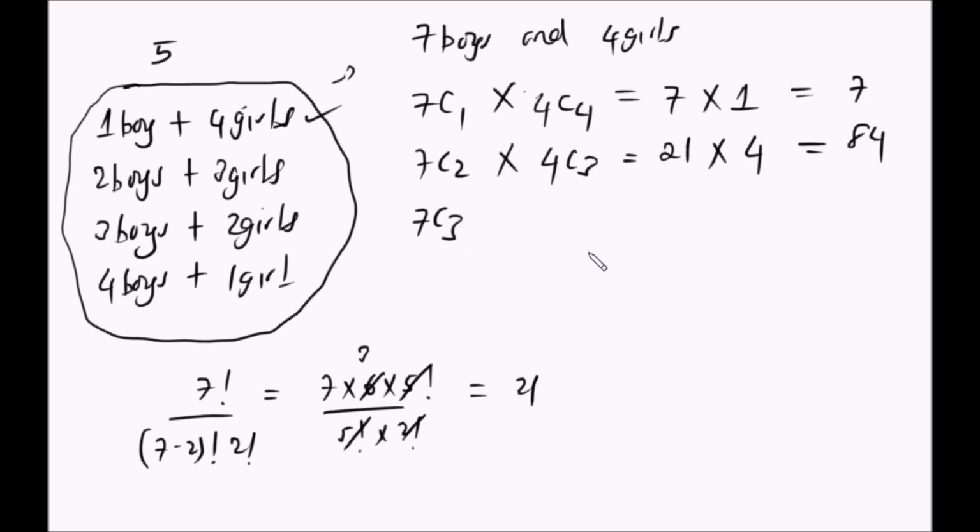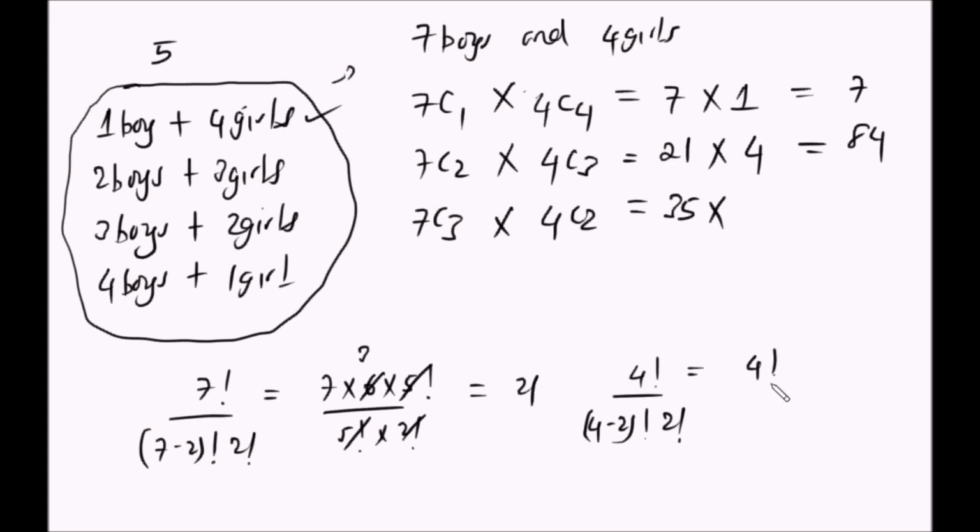Yeah. Case yetu tatu ni 7 combination 3 times 2 girls out of 4 ni 4 combination 2. So 7 combination 3 ni 35, you can use your calculator. Afu 4 combination 2 sasa itakuwa like 4 factorial over 4 minus 2 factorial times 2 factorial. That's just 4 factorial over 2 factorial times 2 factorial. It's going to be 6. So 35 times 6. Ambayo ni sasa na ngapi?